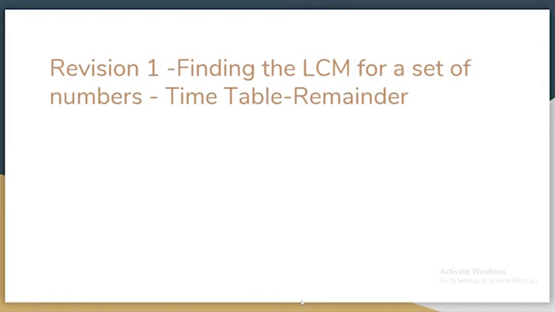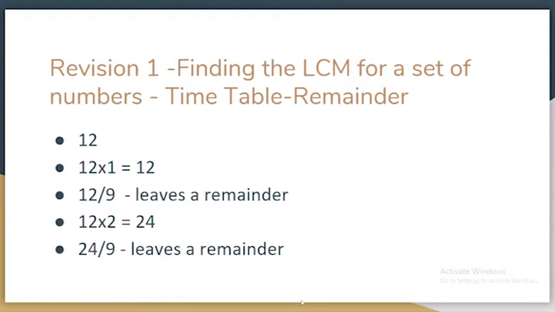Now, the second approach we're recapping is the times table remainder approach. Pretty similar to the approach we just completed. Now, in this approach, as before, the best number to start with is the biggest number. And we do the times table. But this time, as we get a multiple, we are checking if when we divide by the other numbers, we have a remainder or not. So 12 ones, 12. 9 into 12 will leave a remainder. So 12 definitely is not the LCM.